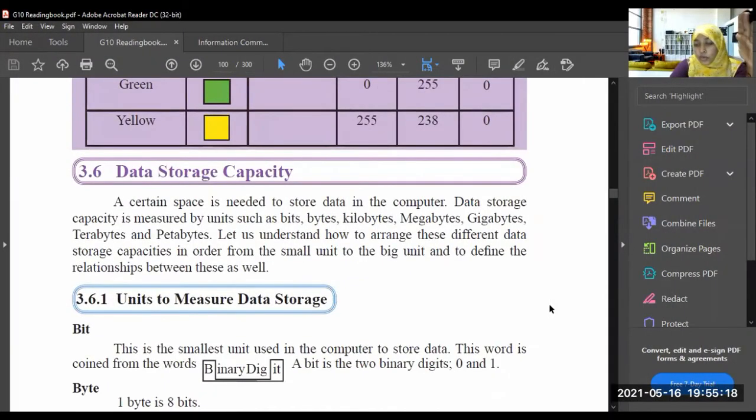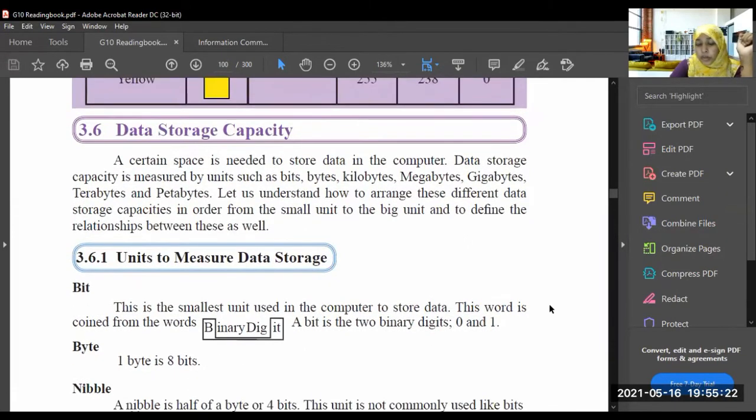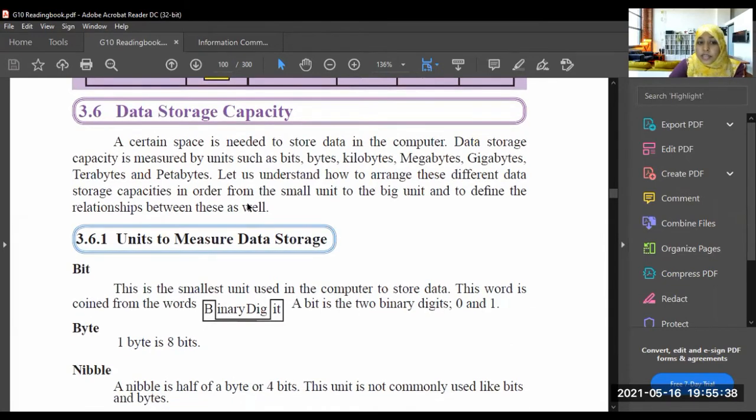Today we are entering the new lesson, data storage capacity. As we have already learned about data storages, here we are learning about the capacities of data storage. A certain space is needed to store data in the computer. If you want to save something in the computer, you should have a certain space in your computer.